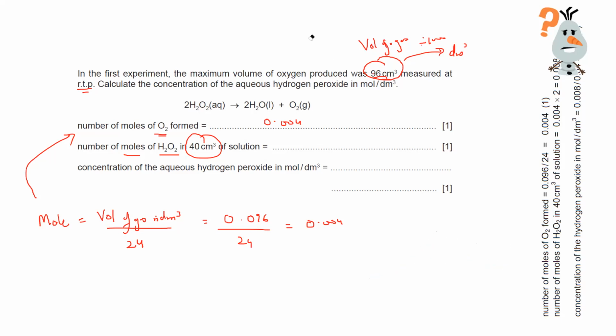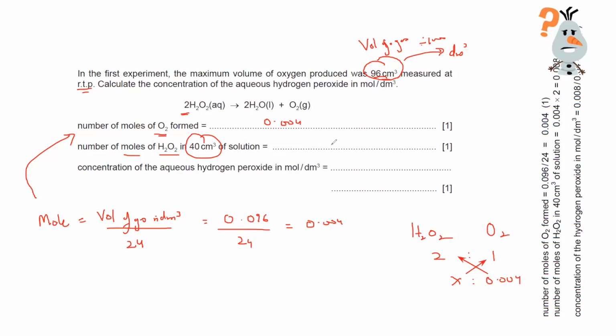And what ratio can we use? Because we already worked out oxygen. The ratio between hydrogen peroxide, which is H2O2, and oxygen is 2:1. So the simplest ratio between them is 2:1. Then if we have 0.004 moles of oxygen, how many moles of hydrogen peroxide will there be? X. So we cross multiply, 2 is multiplied with 0.004 and X is multiplied with 1.